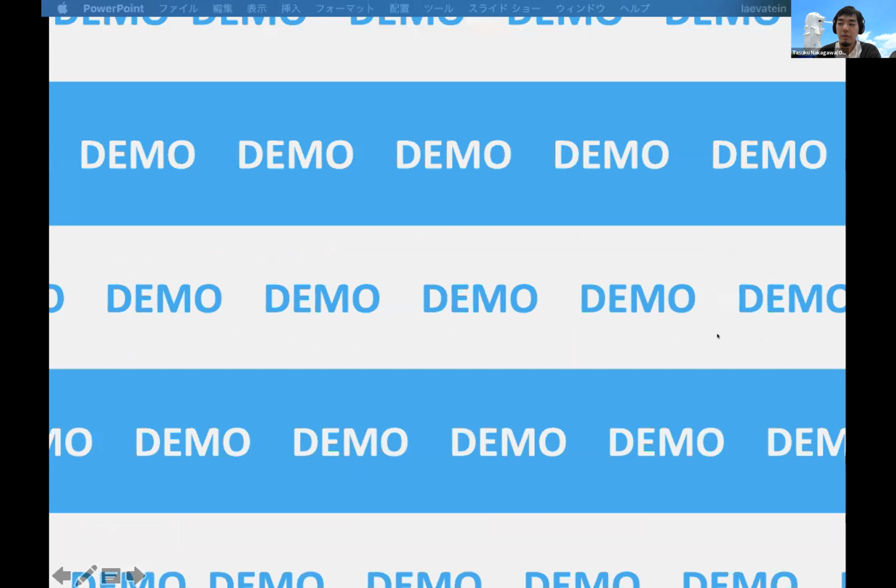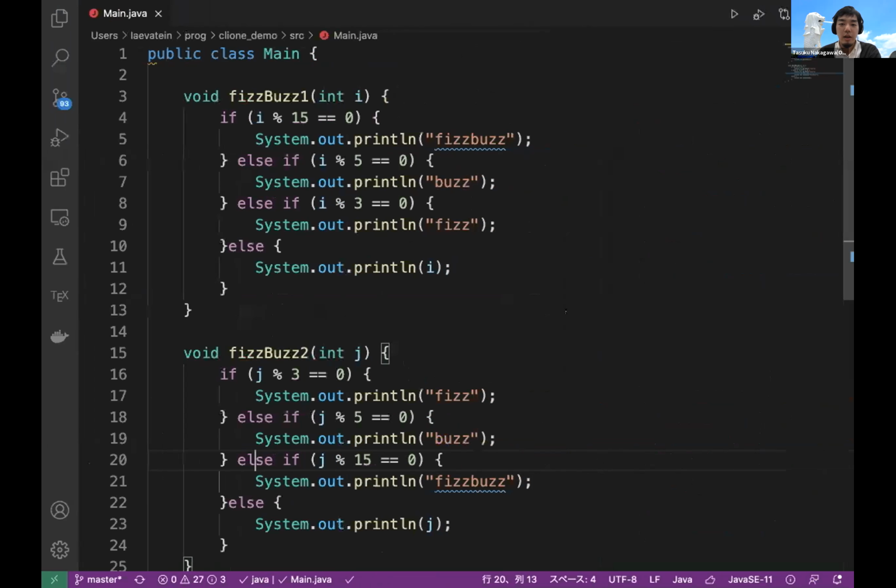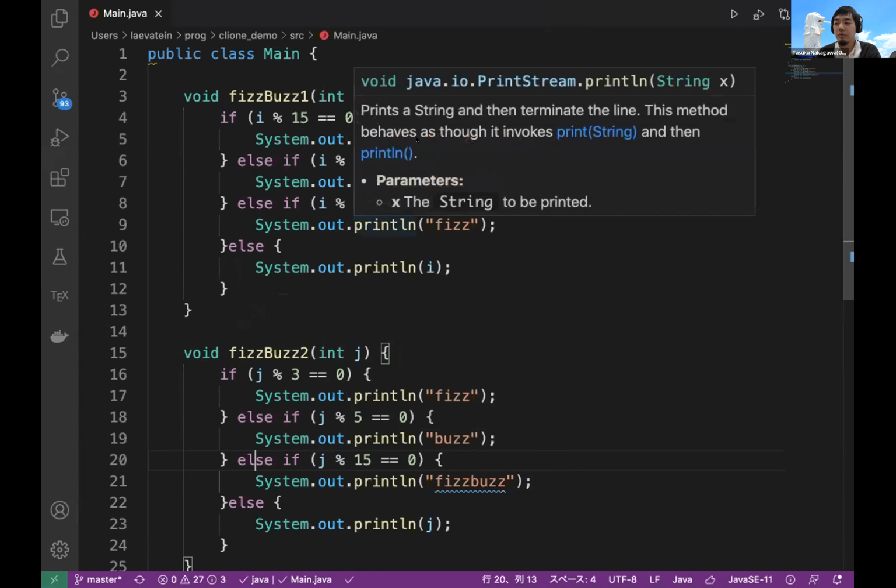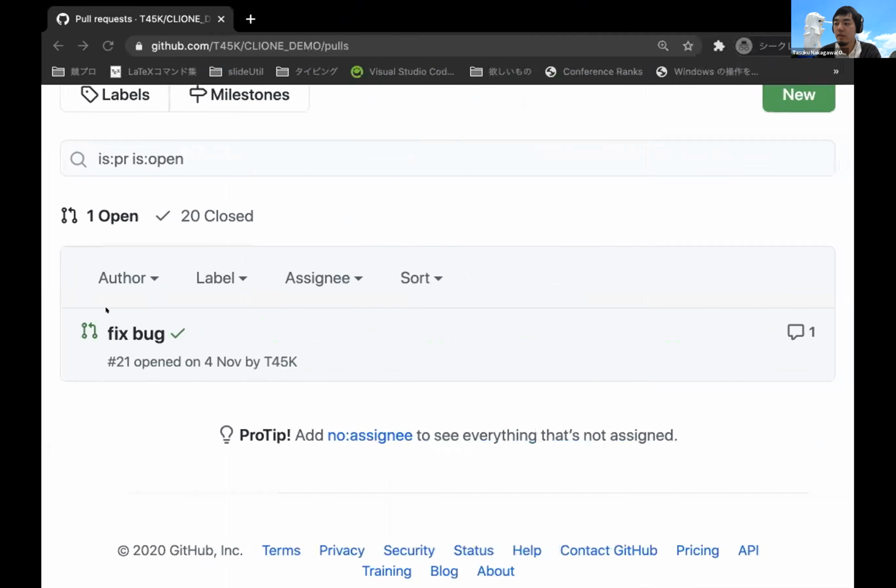I'll show you a demonstration of CLIONE. Here, I prepared two fizzbuzz methods, fizzbuzz1 and fizzbuzz2, and these methods are clones. Now, a developer finds a fault in fizzbuzz1. Here, this value should be 5 or 3, and he fixed it. But he overlooks the same fault in fizzbuzz2 and creates a new PR without noticing it. This is a PR.